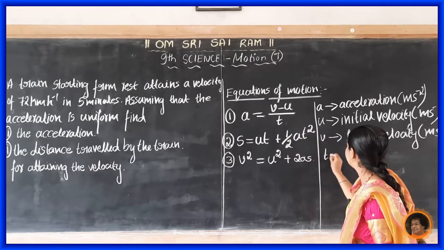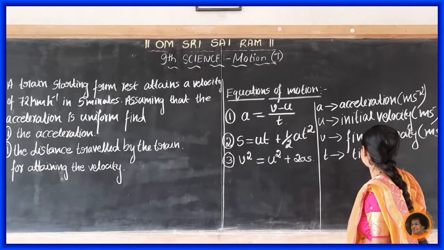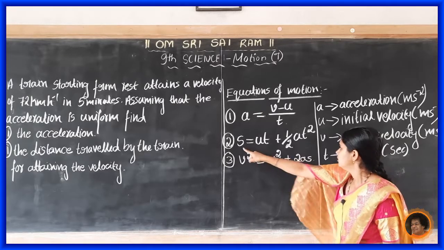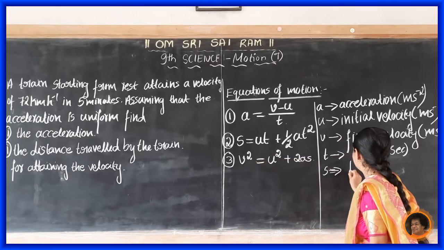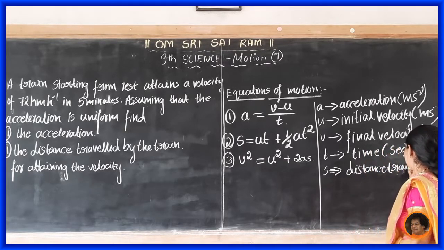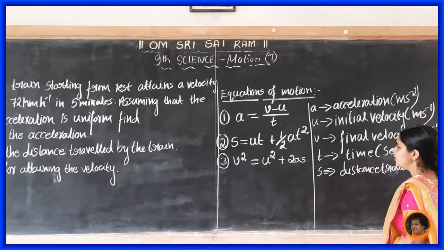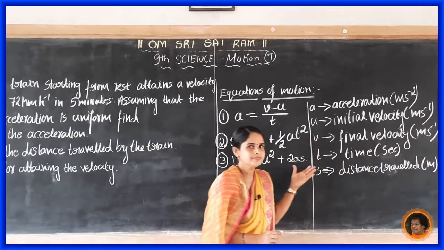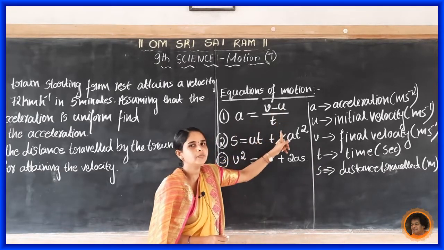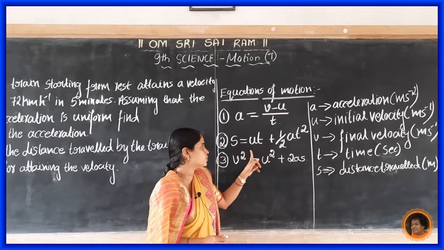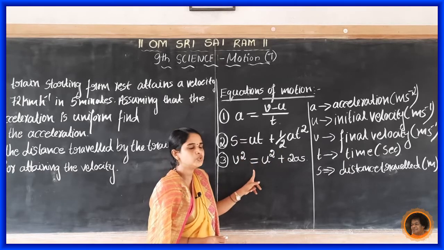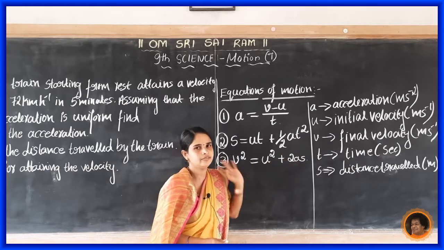Then t means time, SI unit second. Then s means distance travelled, and its SI unit is meter. So these are the symbols in these equations. First equation: a equals (v minus u) divided by t. Second equation: s equals ut plus half at square. Third equation: v squared equals u squared plus 2as.